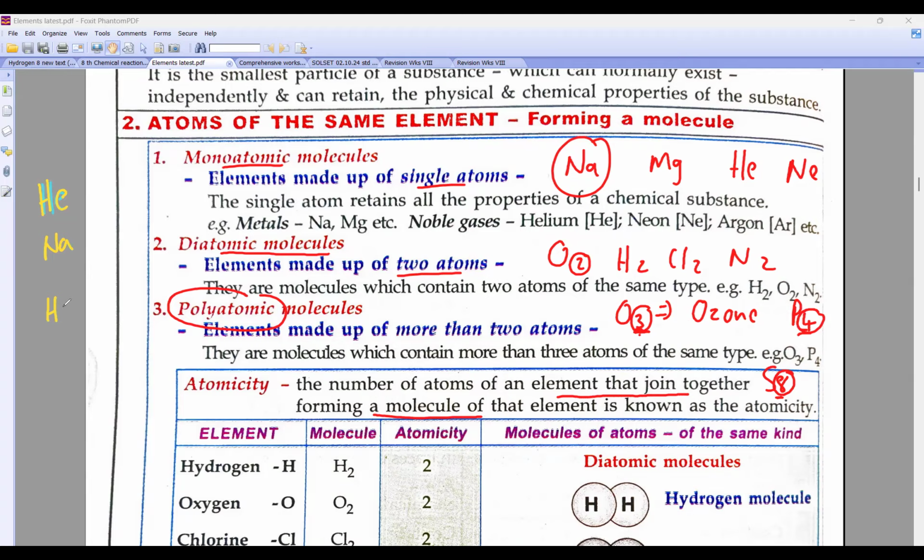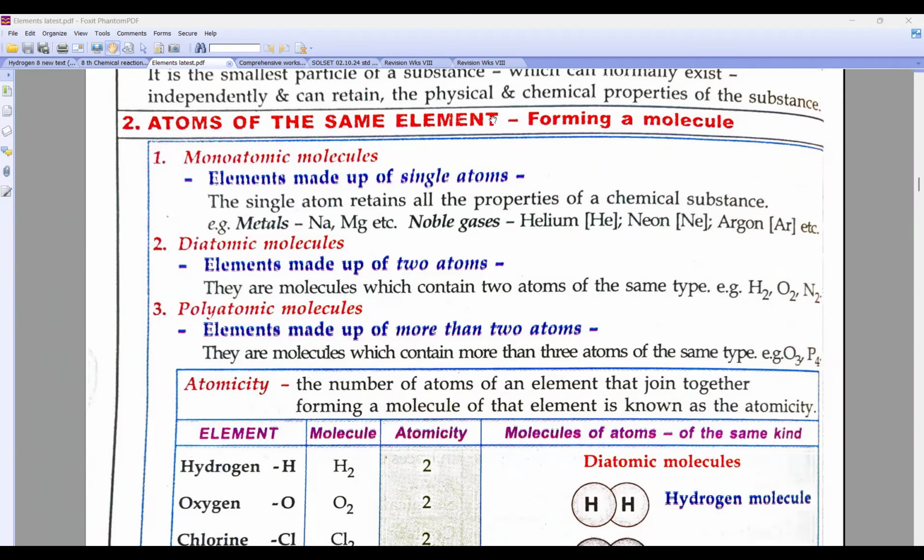Hydrogen, how much is it? Chlorine, how much atomicity? Come on, tell me. Two. Ozone is how much? Look here, O3, three. Phosphorus is how much? Four. Sulfur is how much? 8. This is the atomicity. Clear? Yes, sir. Okay, they may ask questions based on atomicity.